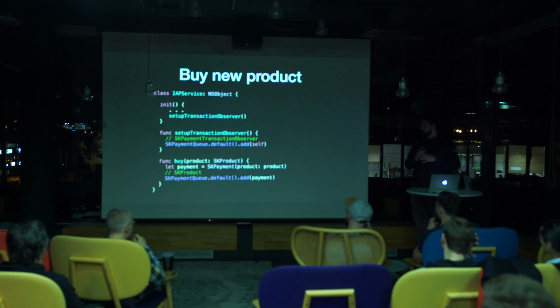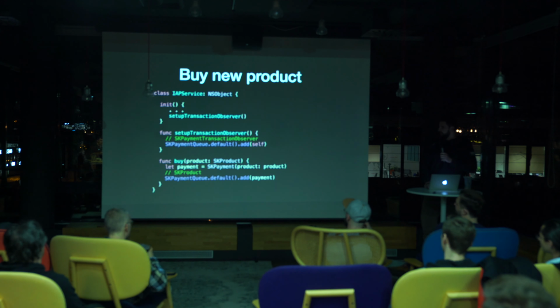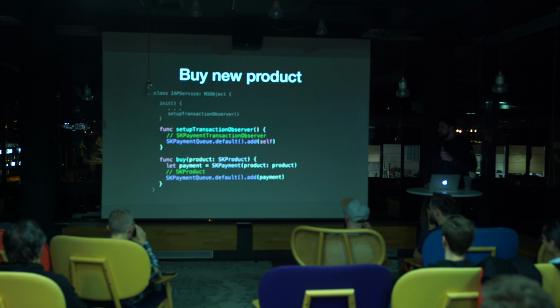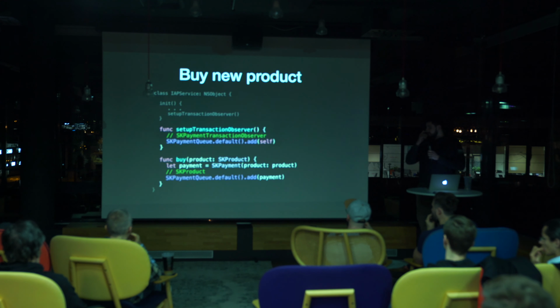To buy a new product, you create a new payment queue or you can use the default, where you add your transaction observer. When you then want to buy a new product, you create a new StoreKit payment with your selected product and call add for this payment. As you can see, it's a little bit tricky, because the first time you add a payment transaction observer, and the second time you add a StoreKit payment, but it has the same name.